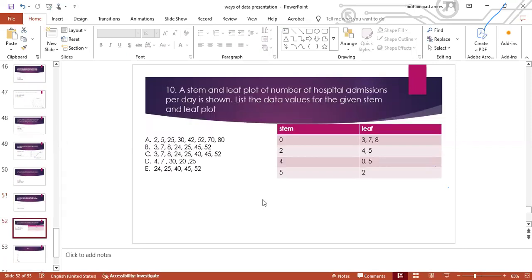10. A stem and leaf plot of number of hospital admissions per day is shown. List the data values for the given stem and leaf plot. A, 2, 5, 25, 30, 42, 52, 70, 80. B, 3, 7, 8, 24, 25, 45, 52. C, 3, 7, 8, 24, 25, 40, 45, 52. D, 4, 7, 30, 20, 25. And E, 24, 25, 40, 45, 52.